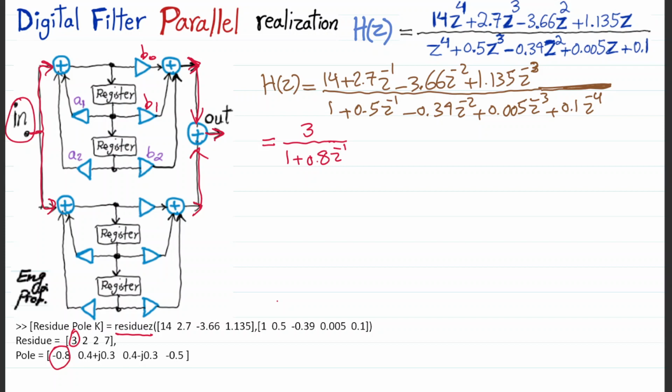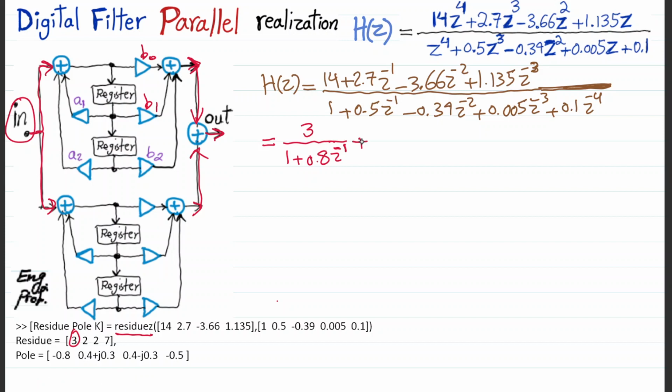Because the meaning of this is you're saying z equal to negative 0.8. So if z equals negative 0.8, then 1 plus 0.8 z^-1 is 0. That is what you have as your denominator, and that's exactly what I wrote. I just wanted to clarify, to make sure you understand the meaning of this.